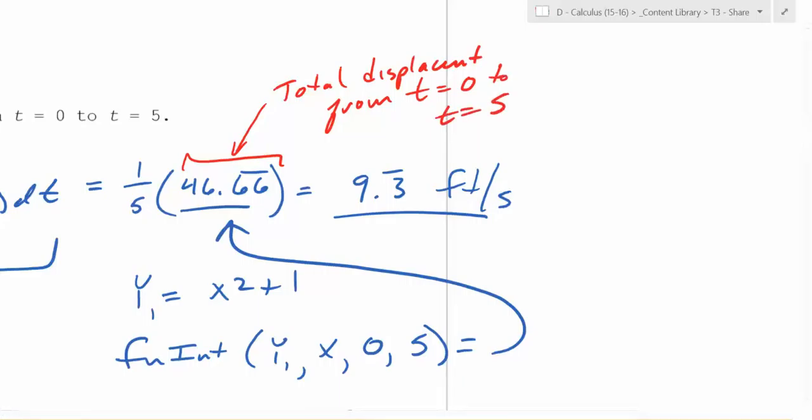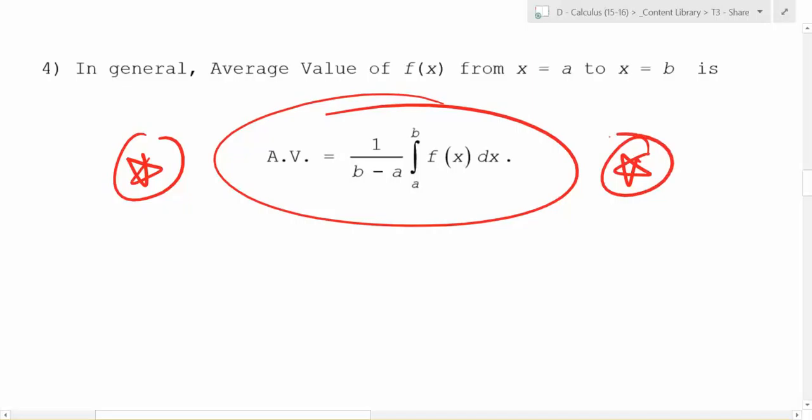Yes? You have to memorize. You have to know that.